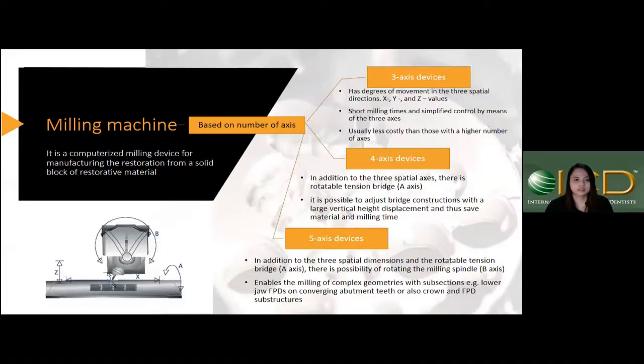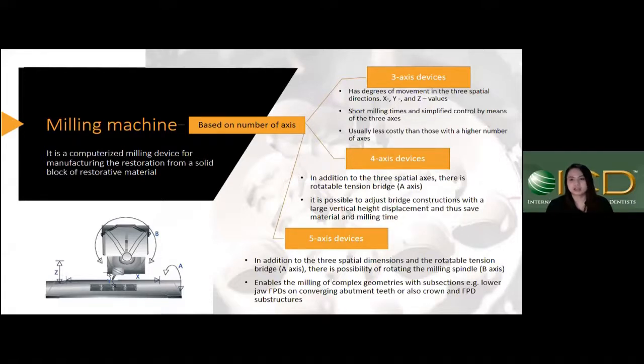So what is a milling machine? It is a computerized milling device for manufacturing restorations. It can mill from a solid block or disc into restorative materials. And based on the number of axes, it can be classified into 3-axis, 4-axis, and 5-axis.